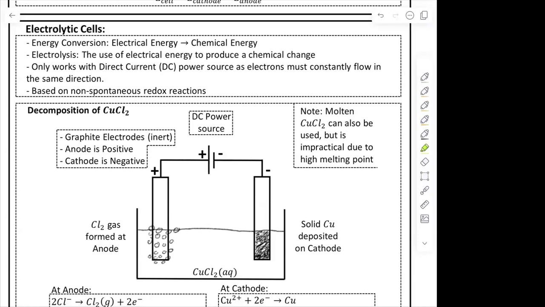We did motors and generators the other day, and you saw we were dealing with alternating current. The problem with alternating current is electrons are going to go one way and then come the other way, so we're not going to actually do anything. We're going to reduce and then undo that in the next second. So it doesn't really help us. We need a DC power source. And again, these are based on non-spontaneous reactions. So usually with electrolytic cells, we're trying to make something happen that wasn't traditionally going to happen. So let's have a look.